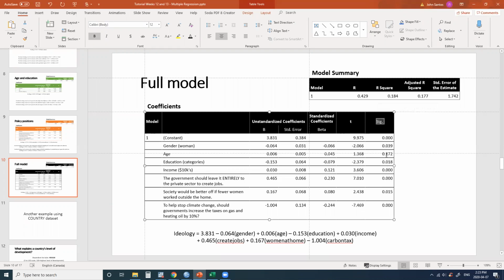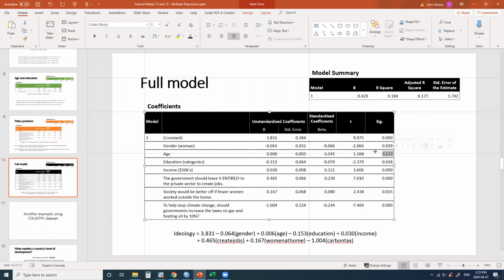So the only one here that's not less than 0.05 is age. The unstandardized coefficient is 0.006, so not a very large substantive effect, right? So for every increase of age by 1 year, somebody's 6/1000ths of a point on a 10-point scale more conservative. Well, we look at the significance value of that, and the p-value is 0.172, which is much larger than 0.05.